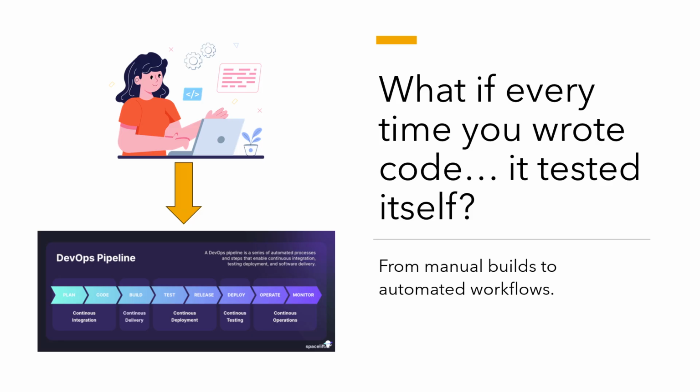So here's the question. What if all of that could happen automatically? What if you could just write your code, push it, and have a system handle everything else for you? Well, that's exactly what build automation does. It removes repetitive manual work and replaces it with a reliable automated process that runs the same way every single time. And that is what we will explore today.